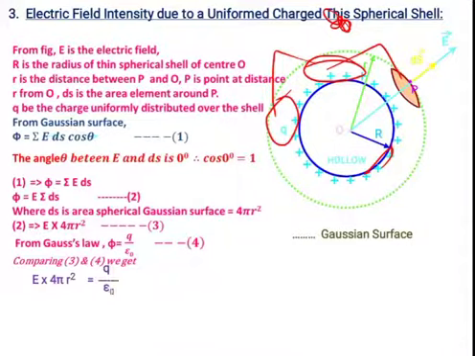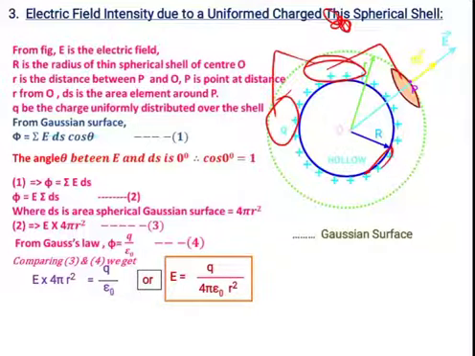We get E into 4 pi r square is equal to q divided by epsilon naught. Both are for phi, so compare these two. Next step, if I take this 4 pi r square to the RHS, then E is equal to q divided by 4 pi epsilon naught r square.